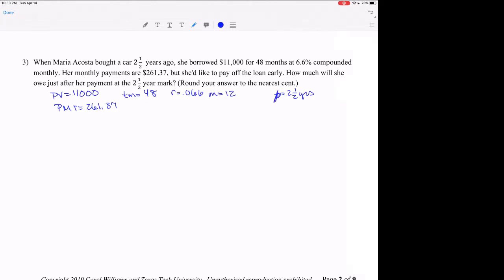So 2.5, we need to convert that to an improper fraction. So that's going to be 2 times 2 plus 1 all over our denominator. So that gives us 5/2 years. Now to find our PM, we multiply that 5/2 times 12 over 1. So the 2 goes into there. So that's 30 periods. That's 30 compoundings.